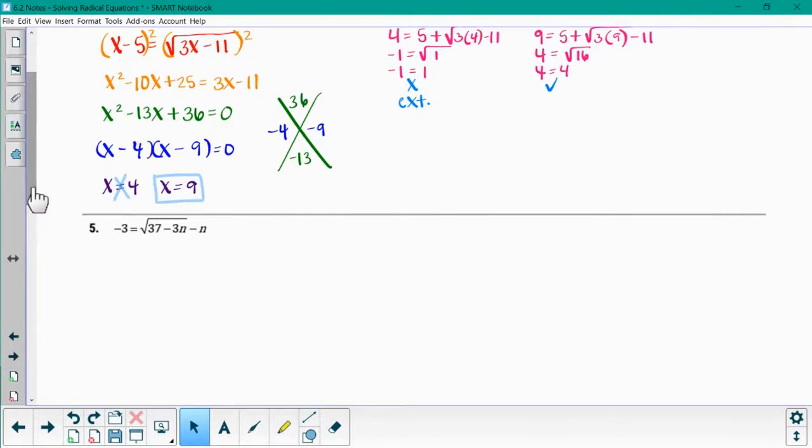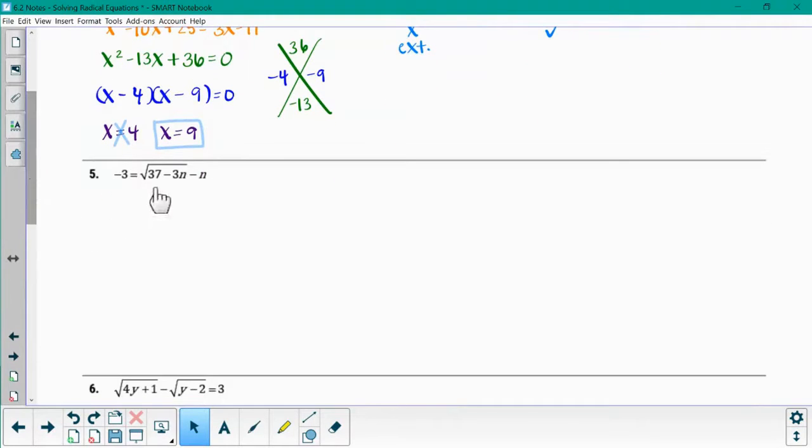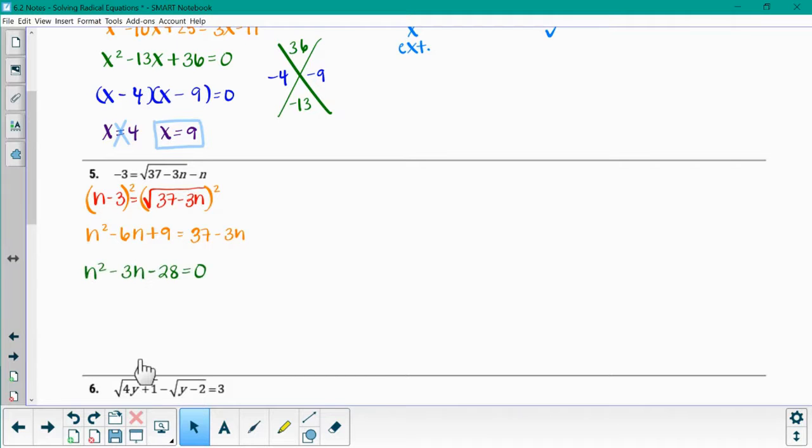For number 5, I am going to, again, try to isolate the radical. So I'm going to add n to both sides of my equation, and I'm going to square both sides. So I'm going to get n squared minus 6n plus 9 is equal to 37 minus 3n. Move everything to one side. Try to find factors that multiply to be -28, add to be -3. My two numbers that do this are 4 and -7. So n is equal to -4, n is equal to 7.